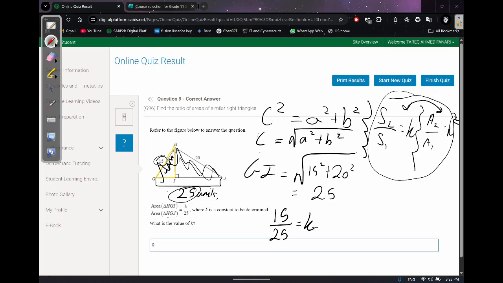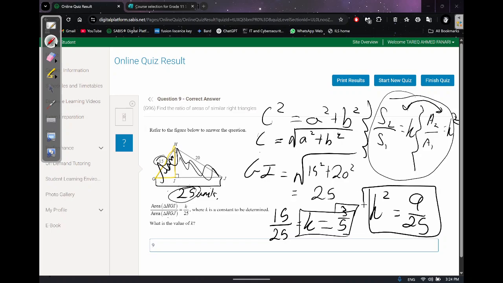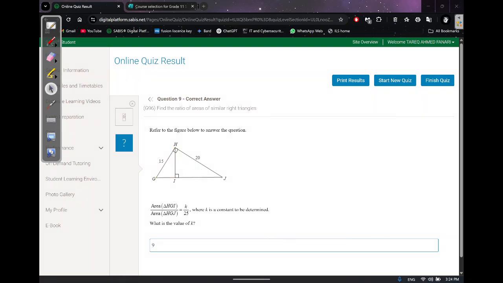This is equal to K, but this can also be simplified. 15 over 25 can be expressed as 3 over 5, and this is K, right? But they don't want the ratio of the sides. They want the area. So it's actually going to be K squared, which is equal to 9 over 25, and this is your answer. But they already gave you 25, so all you have to do is put 9 for K, and 9 is your answer. Done. This is the end of the quiz.